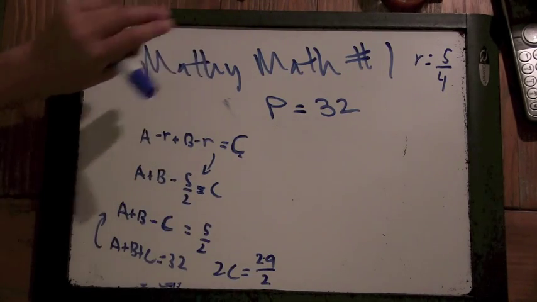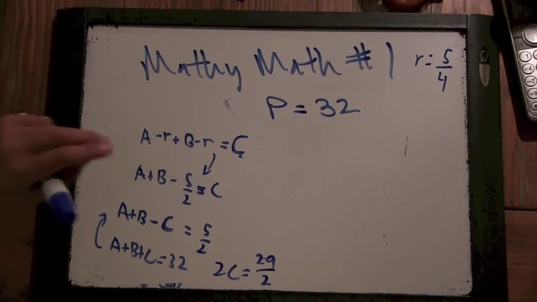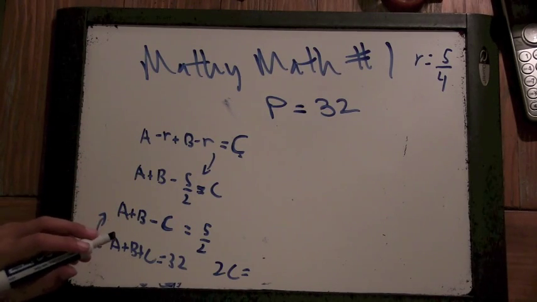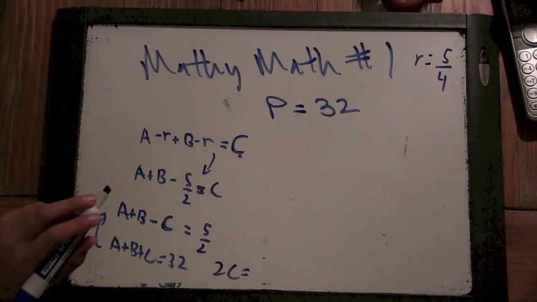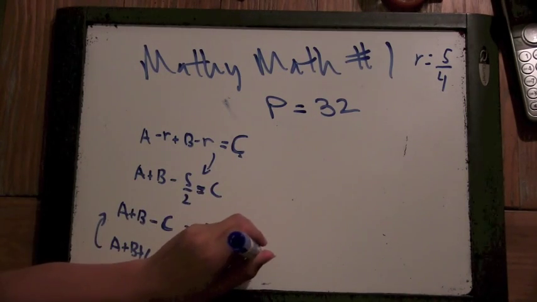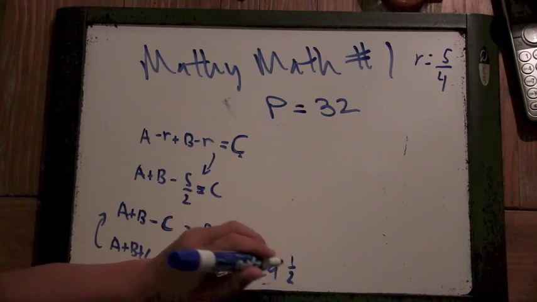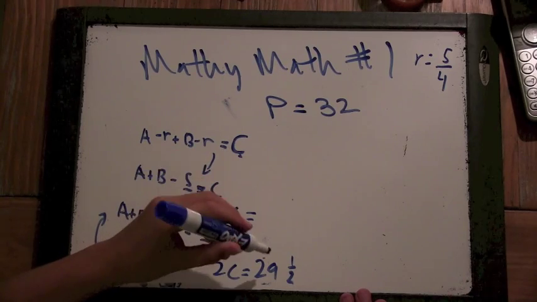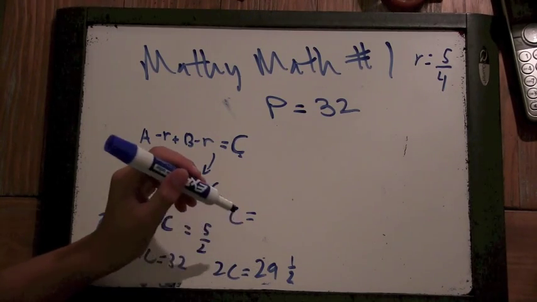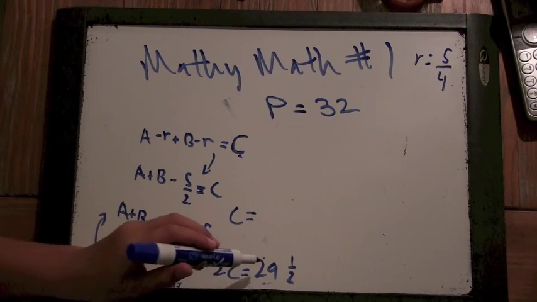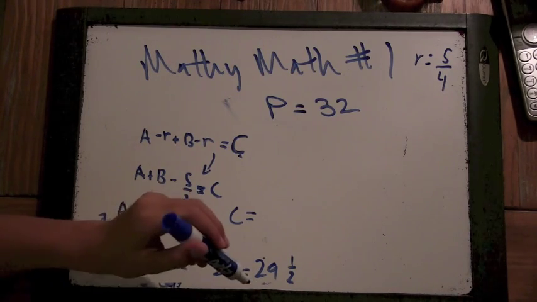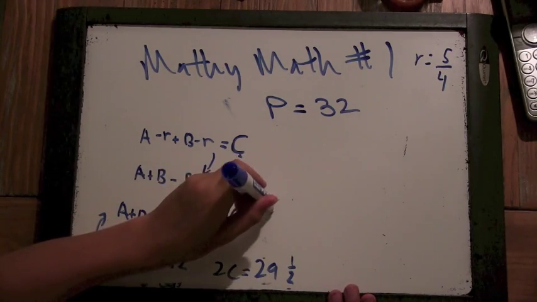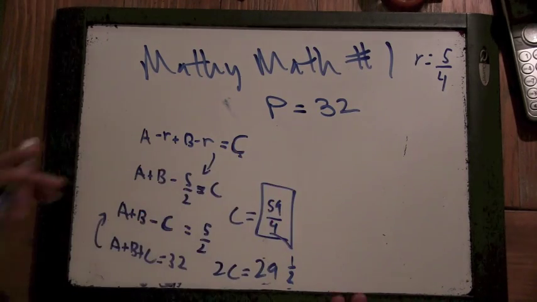No, not 29 halves. Definitely not 29 halves. It's 29 and a half, not 29 halves. So then C, I'll just do this in halves: 32 is 64 halves, so it's 59 halves in total for 2C. So C is 59 fourths. There you go.